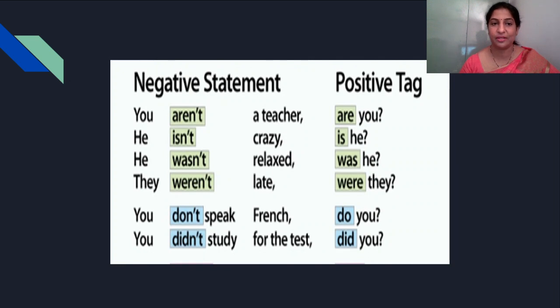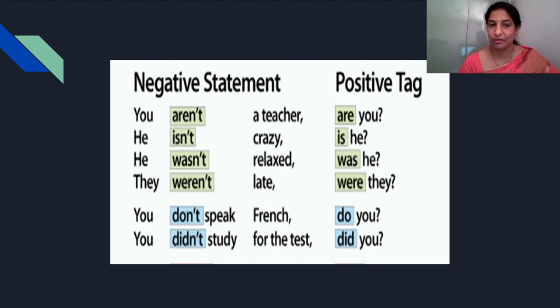Some more examples. Negative statements with positive question tags. You aren't a teacher, are you? He isn't crazy, is he? He wasn't relaxed, was he? They weren't late, were they? You don't speak French, do you? You didn't study for the test, did you?